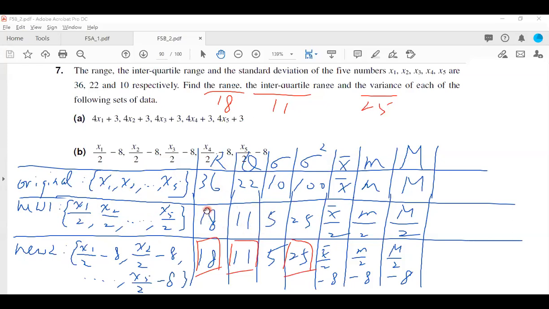Okay, divided by 2. So when it is multiplied by a number or divided by a number, then these 3 things will have the same change. Okay, if it is divided by 2 on the data, then the range will also be divided by 2. So 36 divided by 2 is 18. 22 divided by 2 is 11. 10 divided by 2 is 5. Is that okay?